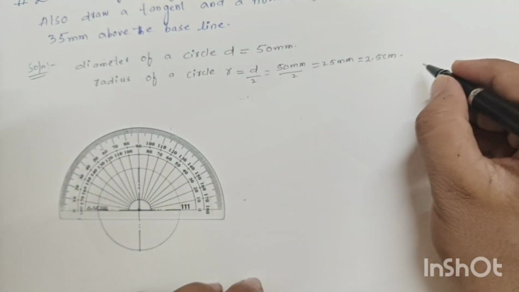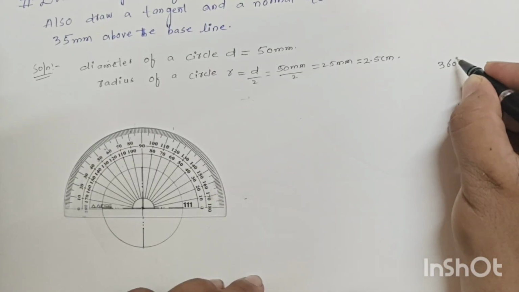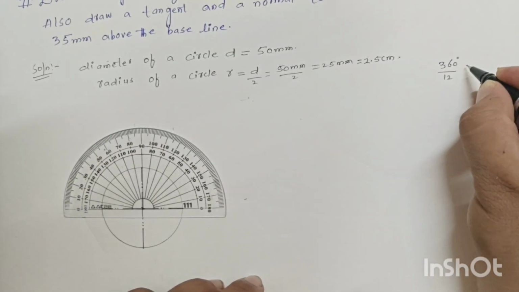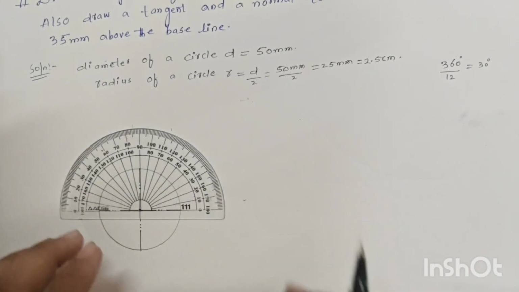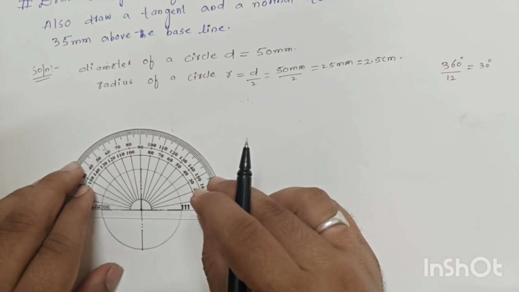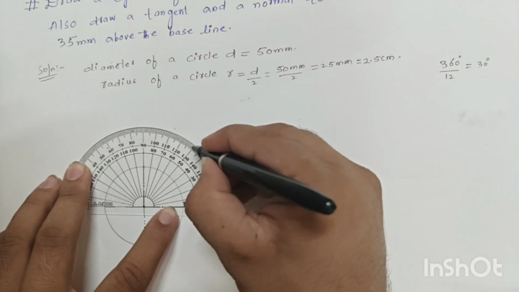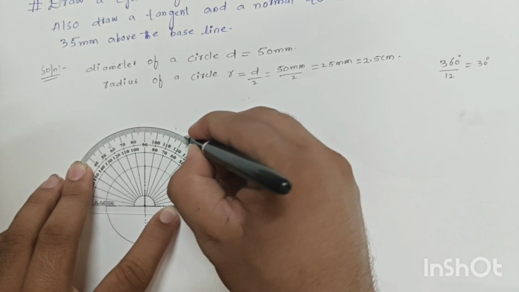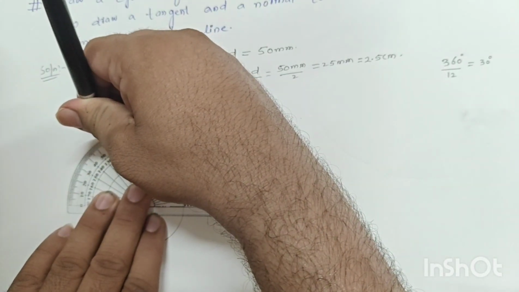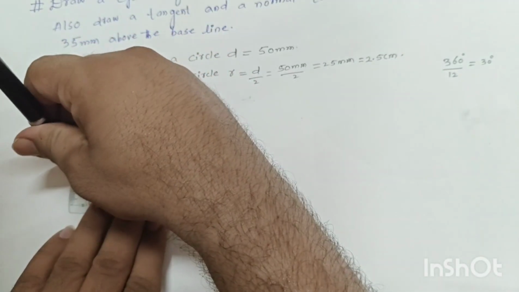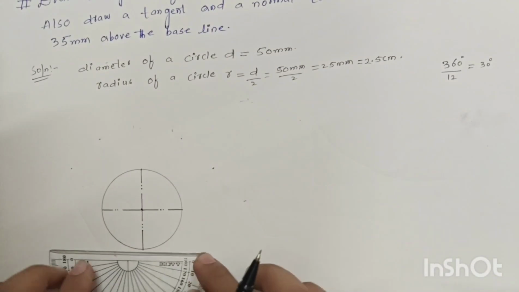This circle is 360 degree. Divide into 12 equal part. You will get 30 degree each. Clear? Done. Mark the point 30, 60, okay, 90 already is there. Again 120, again 150, 180 already exists. Is it right?